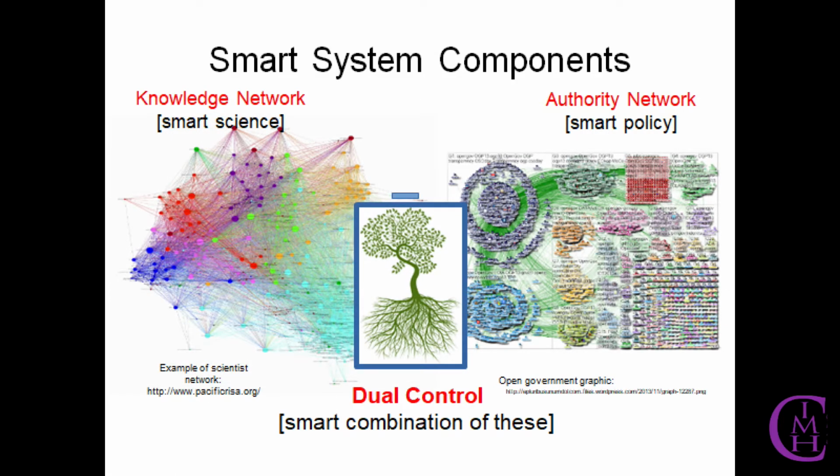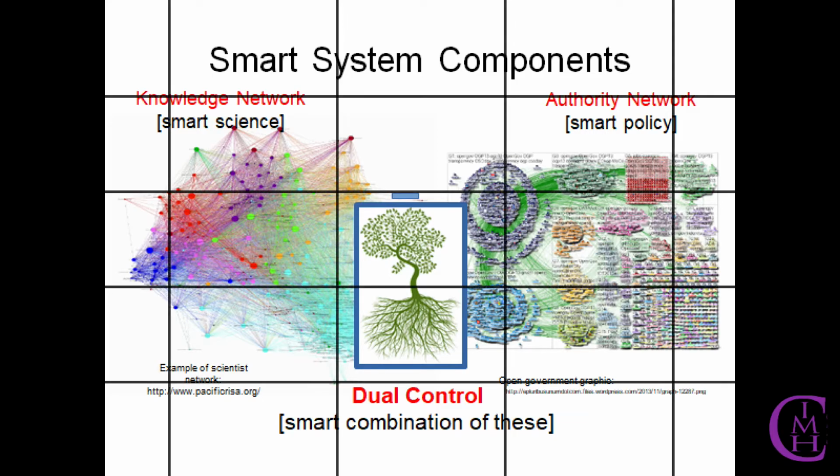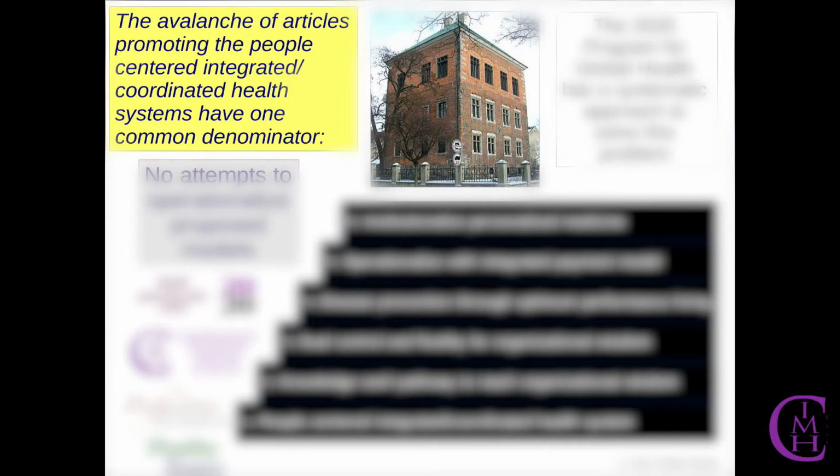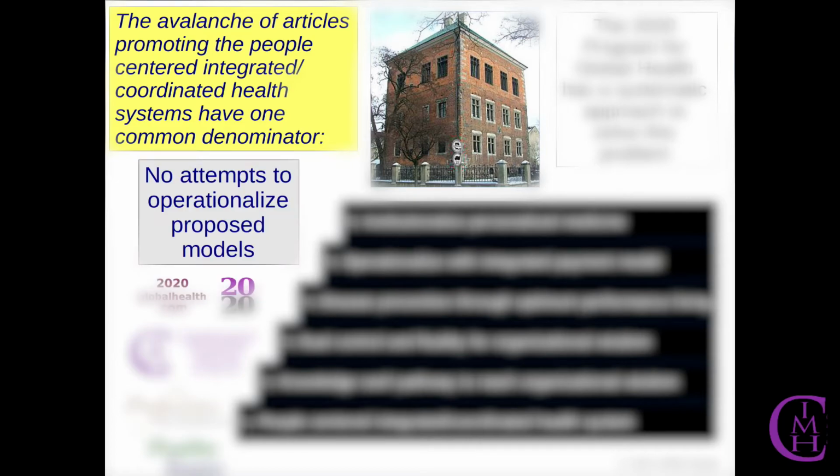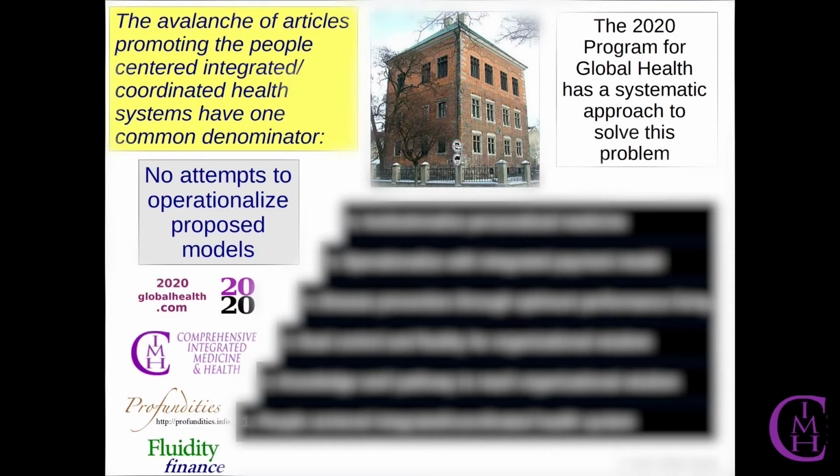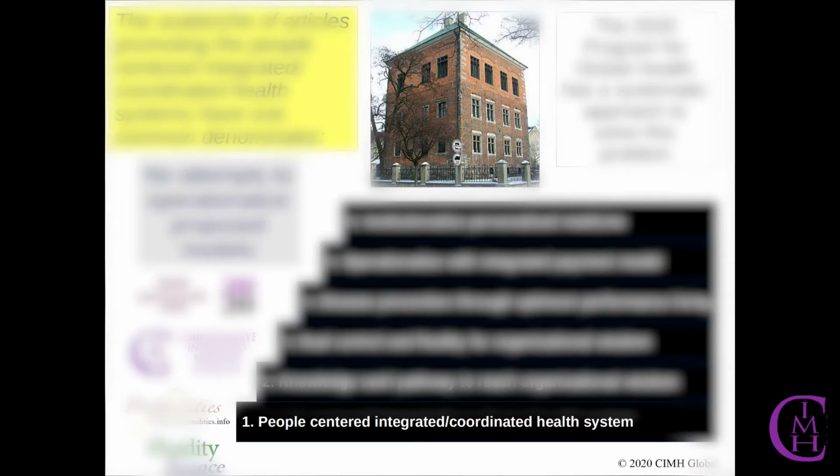We indicate that this is based on both smart science and smart policy, that these are woven together using tree-based technologies so that you can achieve the best kinds of results. We show here the Piotrkow Tower. When we've seen the avalanche of articles promoting people-centered integration, etc., we see no attempts to operationalize this. This program, the 2020 program, is a means of operationalizing this.